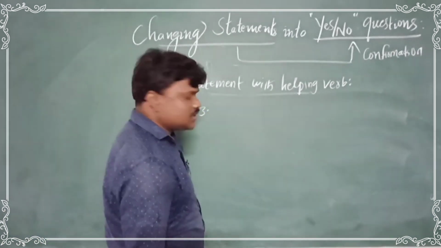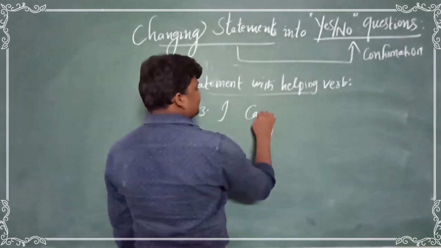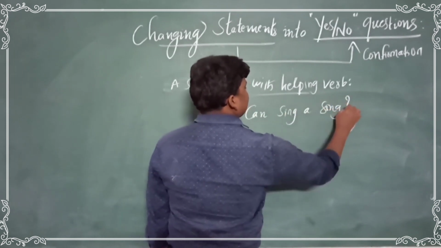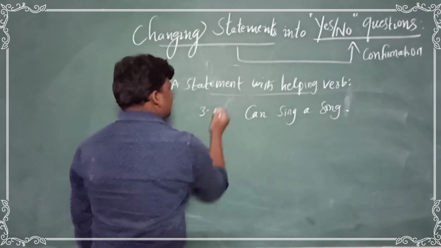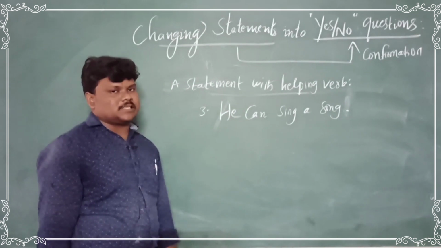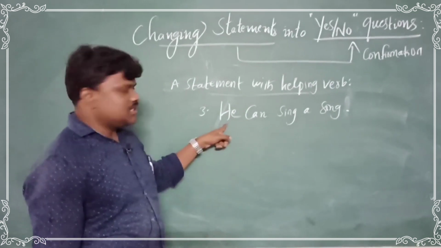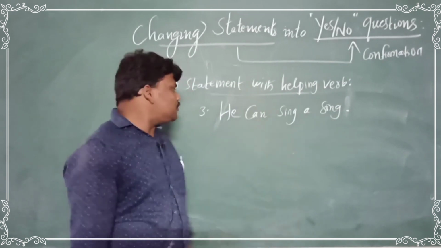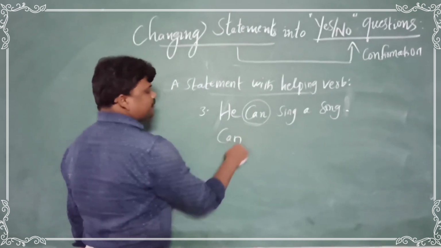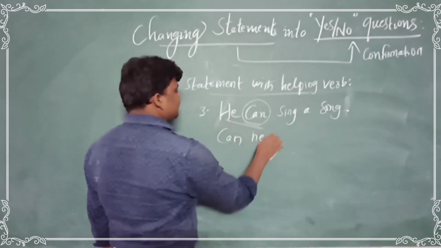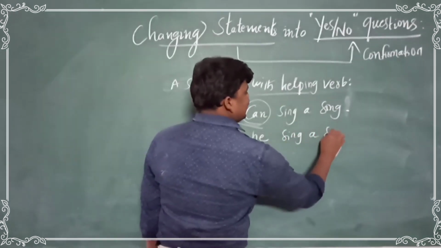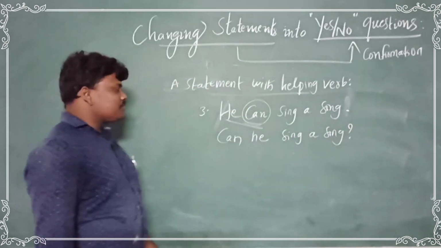Let's get into the third question. I can sing a song. Not I, I'll change it to he. He can sing a song. This is a statement which starts with a subject and ends with an object with a full stop. So, first step, identify the helping verb. Start the sentence with the helping verb, interchange the subject into the helping verb place, and keep the remaining sentence as it is. Can he sing a song? Question mark.